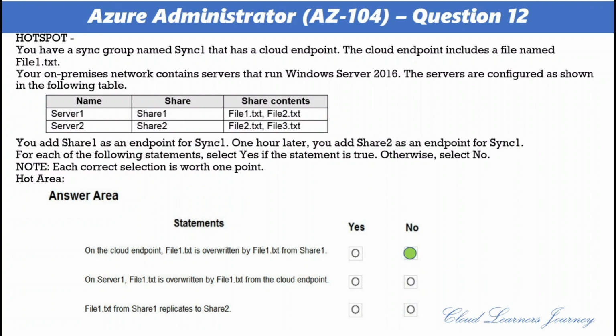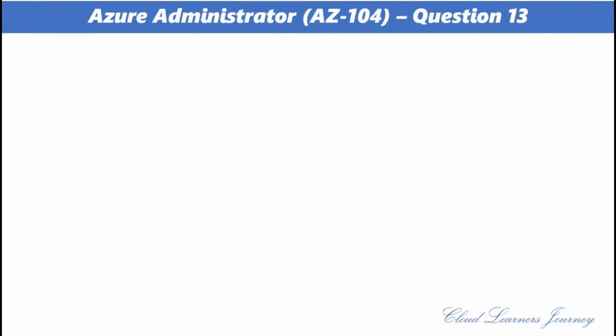On server 1, file1.txt is overwritten by file1.txt from the cloud endpoint. And the correct option is no. Third statement, file1.txt from share 1 replicates to share 2. And the correct option is yes. Files are never overwritten. At most, when they have the same name, the older one is renamed to filename_servername.extension. Next, question number 13.